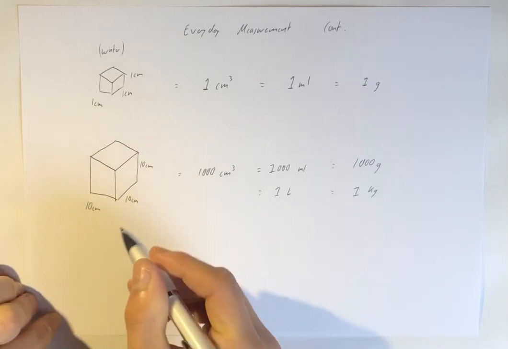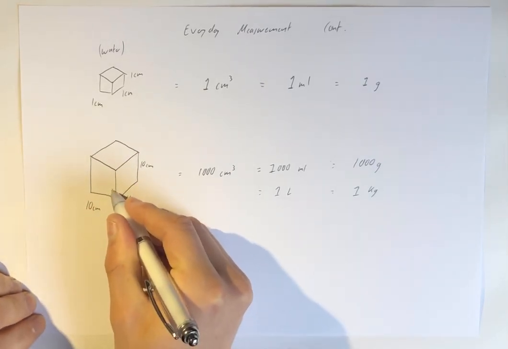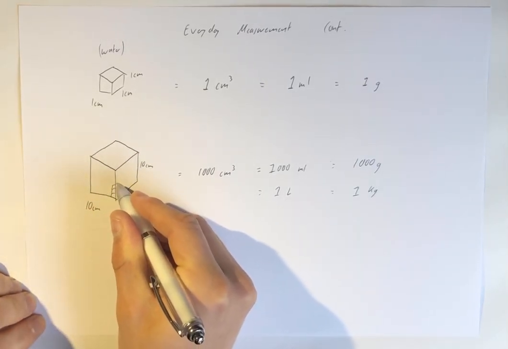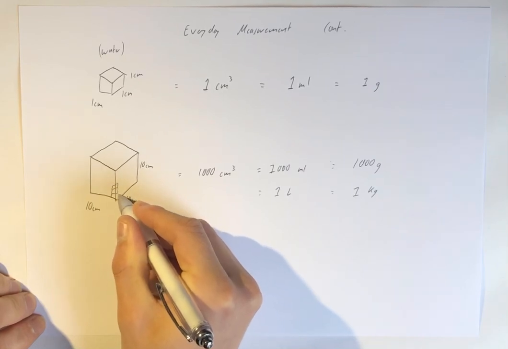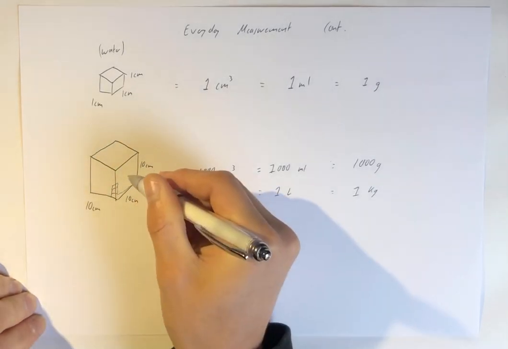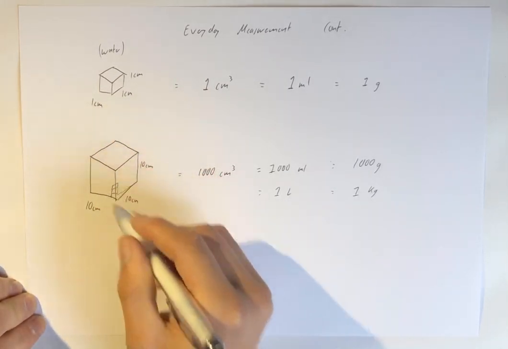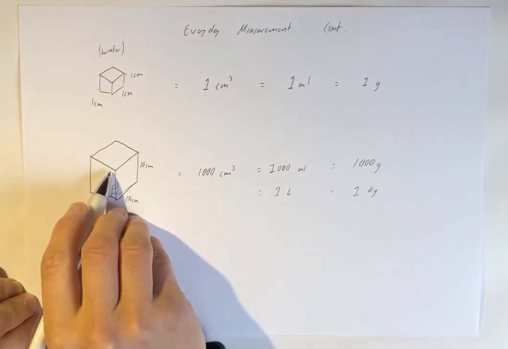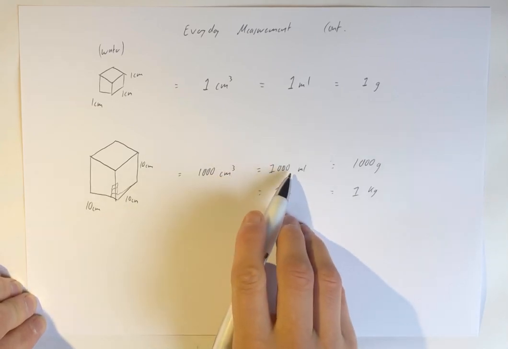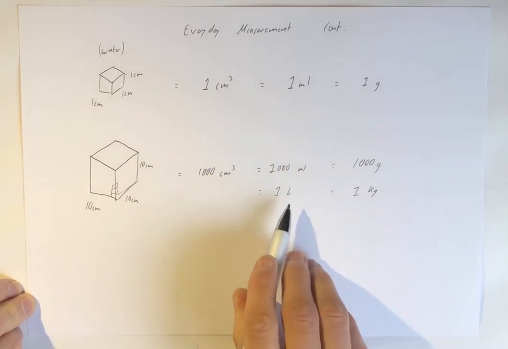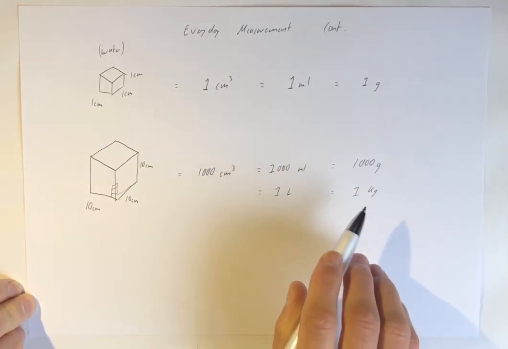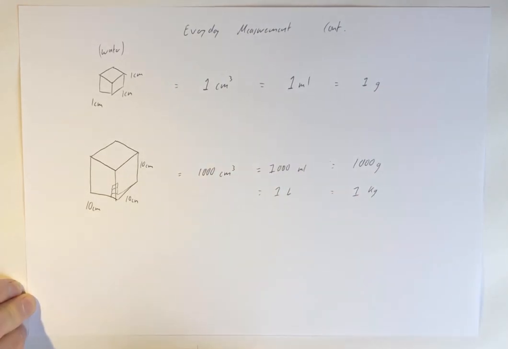Now you see how that happened? Now I've got 10 of these going up, 10 of them going along, so there's 100 on this face, 100 on this face, there's 1,000 cubes in total in there, 1,000 centimeter cubes in this. So it's 1,000 mils, 1,000 grams, which means that it's 1 litre, and that is 1 kilogram.